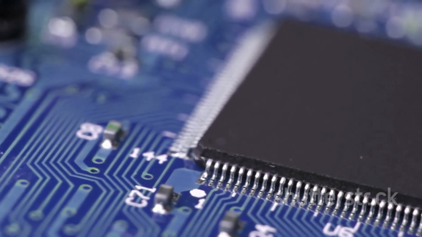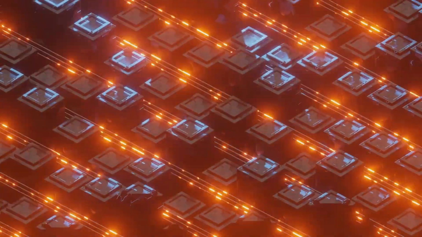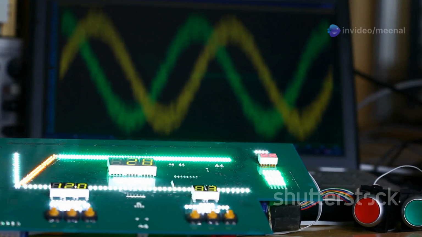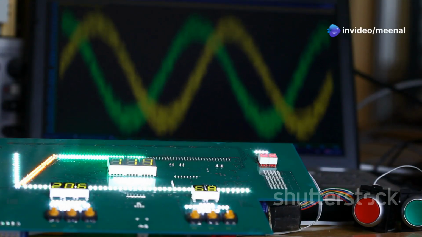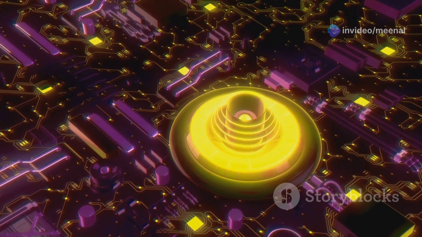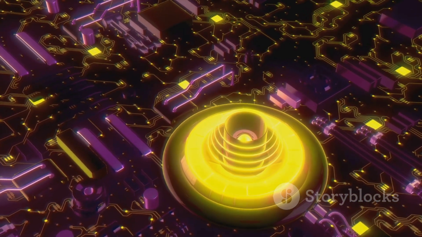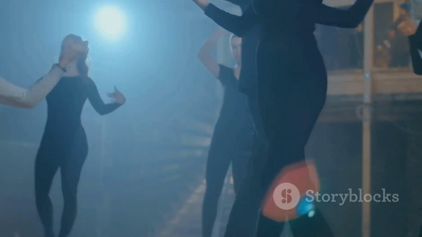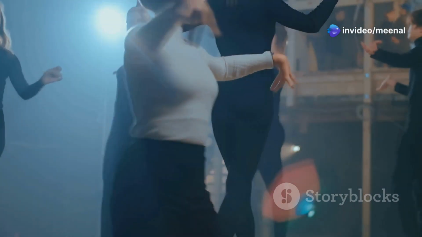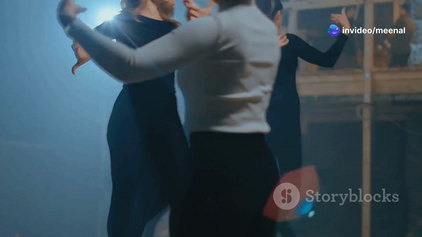Think of SPI as a high-speed train line for data. It's a way for your microcontroller to send information quickly and efficiently to the devices it needs to control. SPI is a synchronous protocol, meaning both the sender and receiver are synchronized to a clock signal. This ensures that data is transmitted correctly, like two dancers moving in perfect harmony.